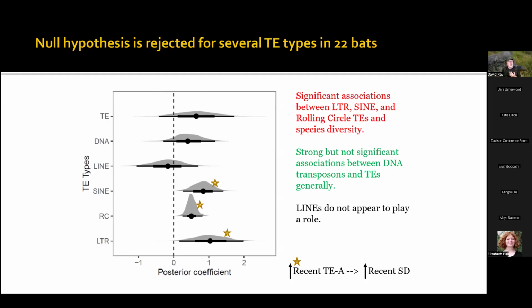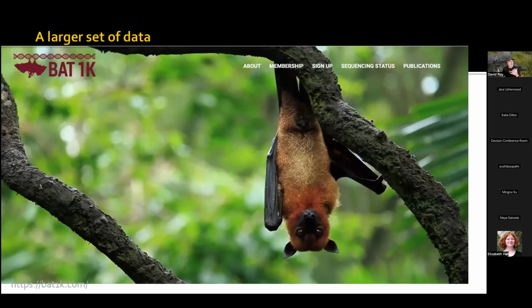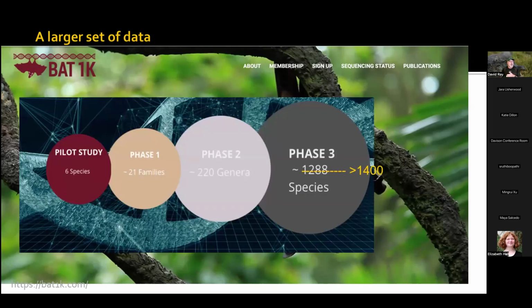So what we're hoping to do next is actually take advantage of a project that I'm involved with, which is BAT1K. And our objective with BAT1K is to sequence and assemble the genome of every living bat species over the next 15, 20 years or so. And we've just made a good start, right? So here are the various phases that we're planning on going through.